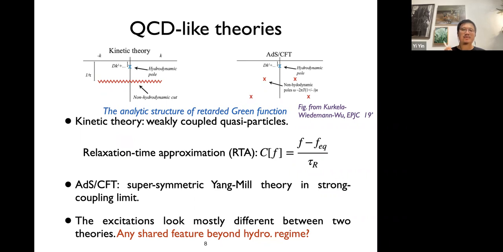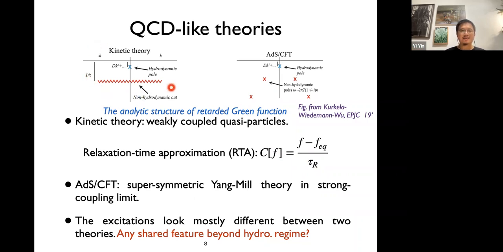if you consider some QCD-like systems which are described by weakly coupled quasi-particles, you clearly could use kinetic theory. And in most of my talk, I will first take the so-called relaxation time approximation, which tells you that by collisions, the distribution function will relax to the equilibrium expectations with the rate given by tau_R, the relaxation time. So this is a very crude estimation, but it captures the qualitative physics that I'm interested in, the transition from the hydrodynamic behavior to the quasi-particle-like behaviors by changing the energy scales.